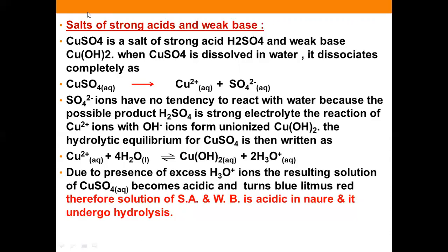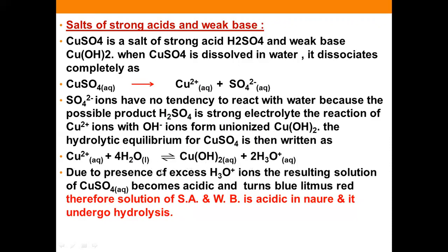Here this SO4 2- is a strong ion, therefore this ion has no tendency to react with the water, because the possible product sulfuric acid H2SO4 is a strong electrolyte. The reaction of Cu2+ ions with OH- ions forms unionized copper hydroxide. Then the hydrolytic equilibrium for copper sulfate is written as Cu2+ plus 4 H2O, which gives Cu(OH)2, that is copper hydroxide, plus 2 molecules of hydronium ion. This is the reactant side and this is the product side.